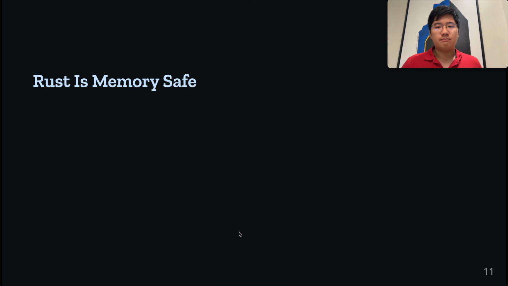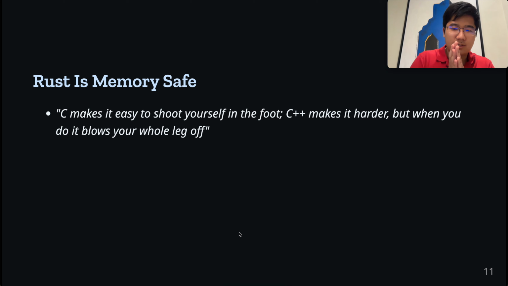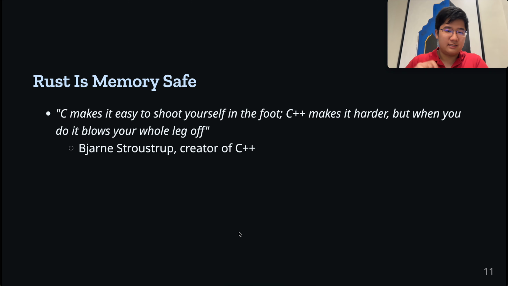So Rust is memory safe. Here's a quote. You can pause and think about who said this. I'll just read it out. C makes it easy to shoot yourself in the foot. C++ makes it harder, but when you do, it blows your whole leg off. If you know who said this, that's great. I'll tell you now. It's Bjarne Stroustrup, the creator of C++. So the creator of C++ is saying that in his own language, you can blow your foot off.